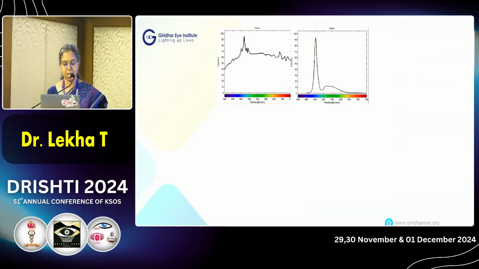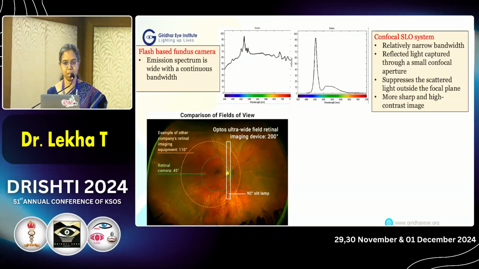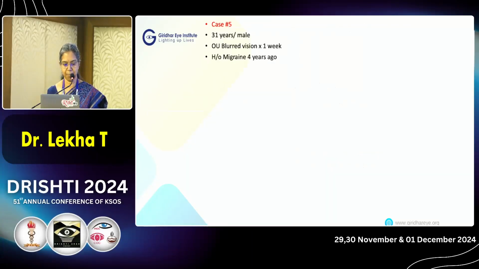So even in a small pupil, if you have the facility for confocal imaging, it will give you a lot of information, because here the reflected light is very narrow. It is captured through a small confocal aperture, and all the other scattered light is suppressed, which gives you a very clear image in a small pupil. This is the same principle that is utilized in Optos wide field imaging, which can give you almost a 200-degree view of the retina through a small pupil. So don't ever give up in patients with small pupil and chronic uveitis.